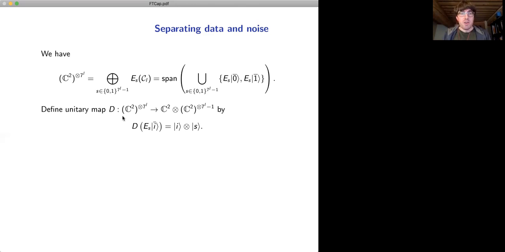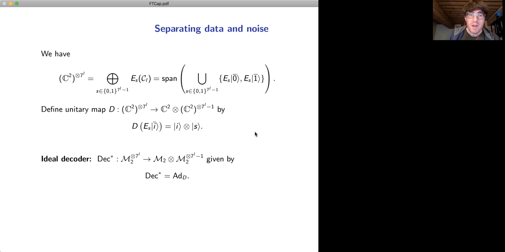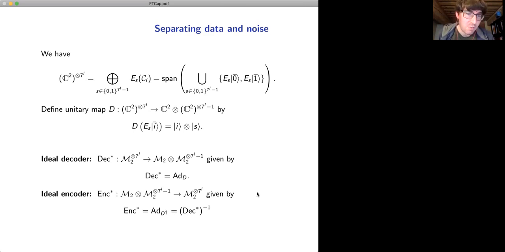So now I define a unitary map D that goes from the whole space of 7^L qubits to a data part tensor a syndrome part. In particular, if I have E_s applied to a logical state, this D maps it to a data part tensor the syndrome part. And I can define a quantum channel with this as the Kraus operator. This is the ideal decoder, which is called Dec star. And I can define an ideal encoder, which is a quantum channel with the adjoint unitary as a Kraus operator. It turns out that Enc star is the inverse of Dec star.